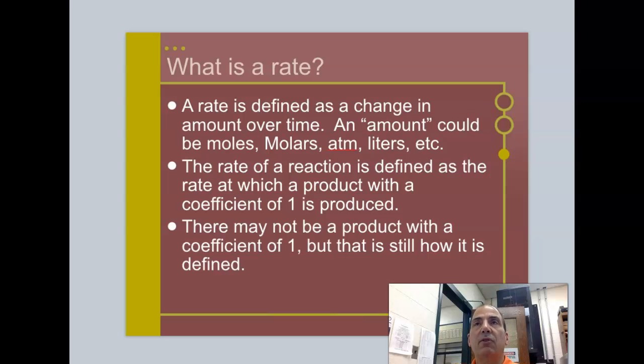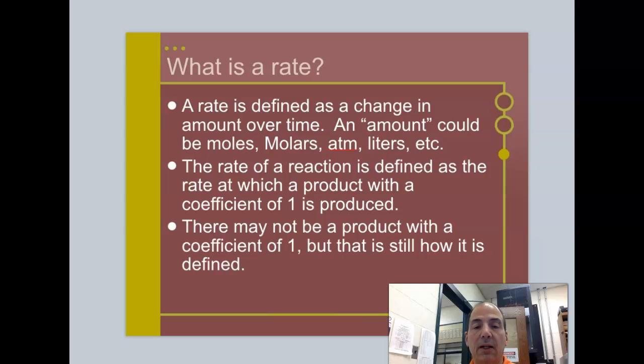We're going to talk about rate of a reaction. Talking about a rate of reaction is a generic term, though, because to say that the rate of reaction is 3 molars per second, 3 molars of what? Of everything? Because keep in mind, some things are being produced, some things are being consumed, so we can't talk about it that way.